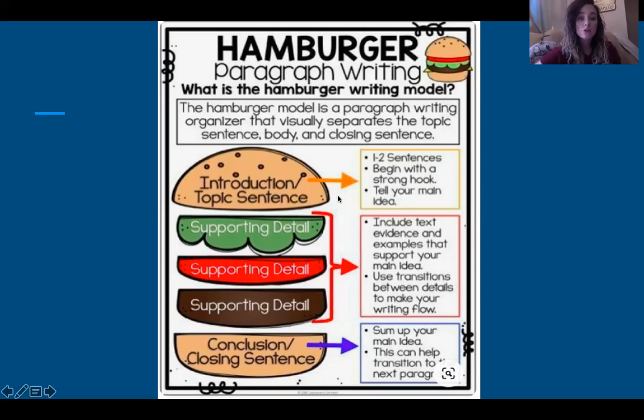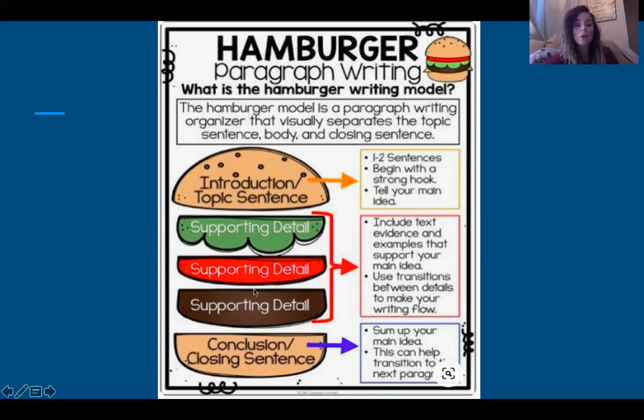So that's the introduction. Next, you have your supporting details. That's the good stuff, remember. That has your text evidence. That's a big word right there. But those are examples that support your main idea. You need to use transitions between details to make your writing flow well together. That means adding first, next, and last, or did you know this? Or first you need to know this. The second thing that you need to know is this. Kind of like an example, really short and sweet. So those are your supporting details.